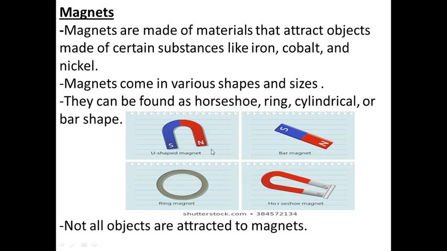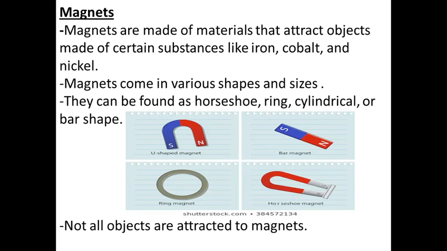You can see here the U-shaped magnet. Then the bar magnet, which is rectangular in shape. Then the ring magnet and the horseshoe magnet. So these are the different types of magnets, which are available in different shapes and sizes: horseshoe, ring, cylindrical and bar shape.